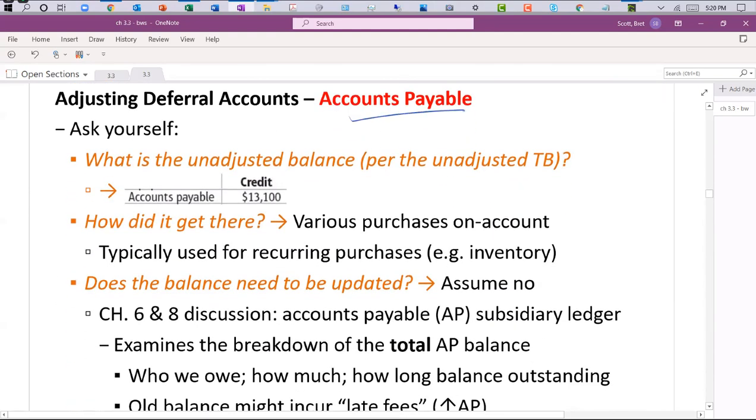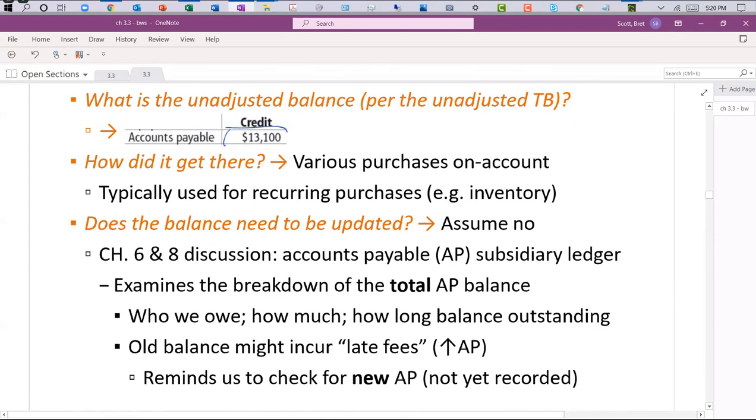What about accounts payable? In the case of accounts payable, we see that there's a balance of $13,100. Now, typically, the thing you need to understand about accounts payable is we're going to use that account a lot for any type of recurring purchases, such as inventory. And oftentimes, we'll pay that off on a regular basis. So it's possible that the 13,100 is a fairly recent balance that has been accrued.